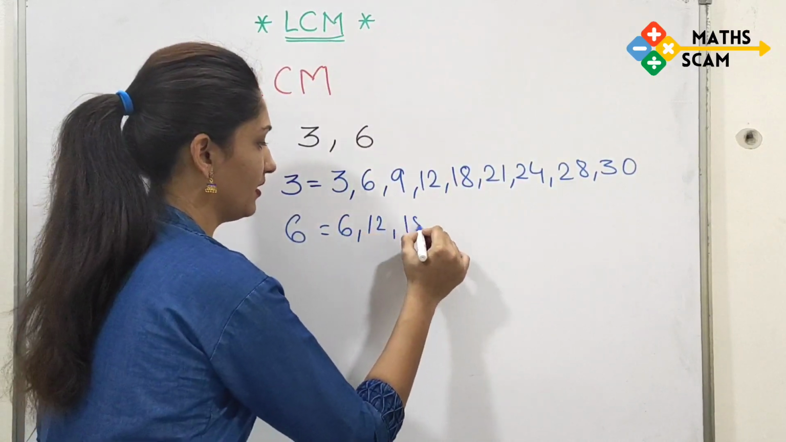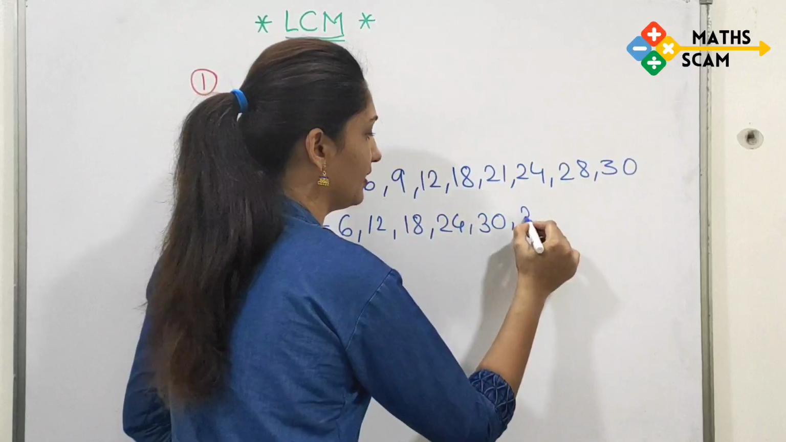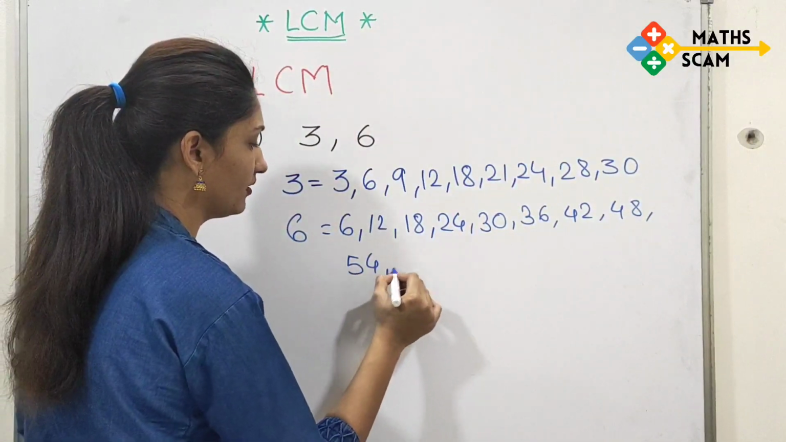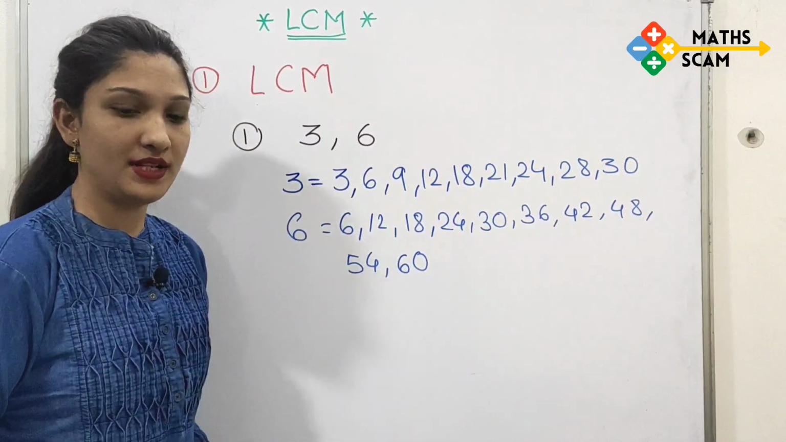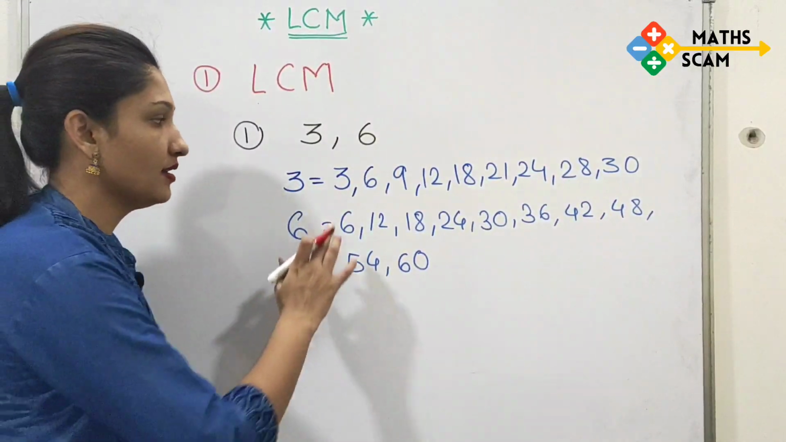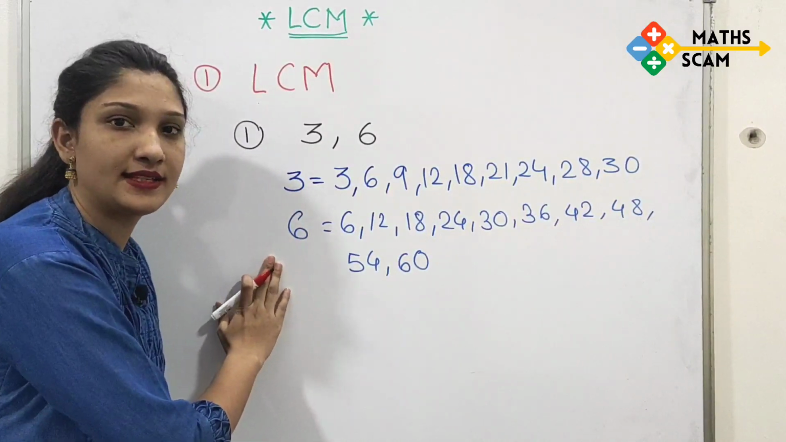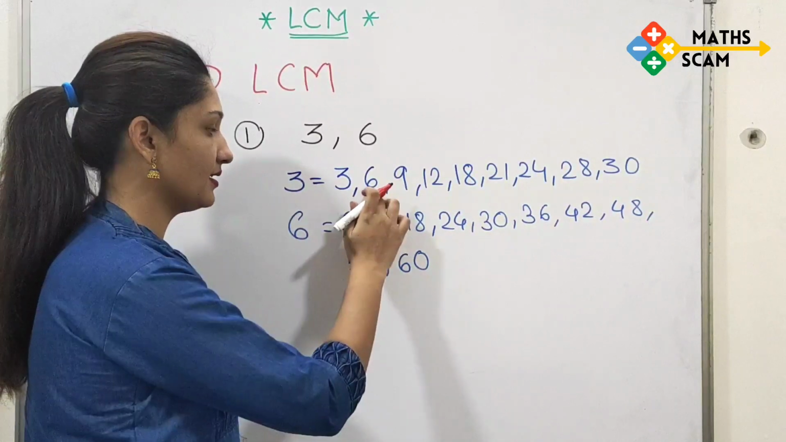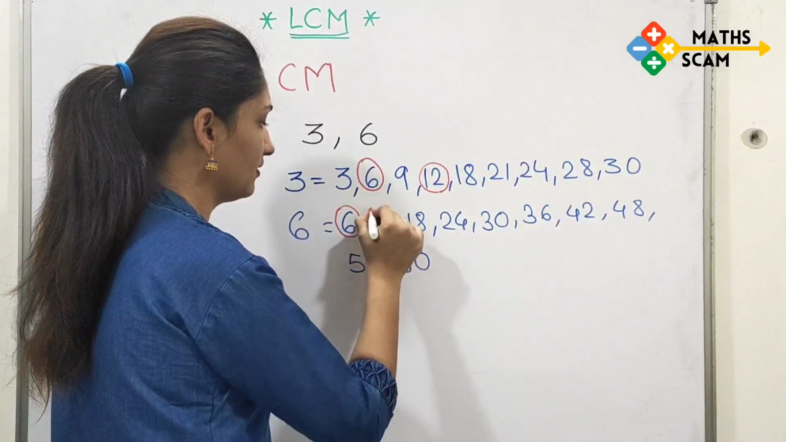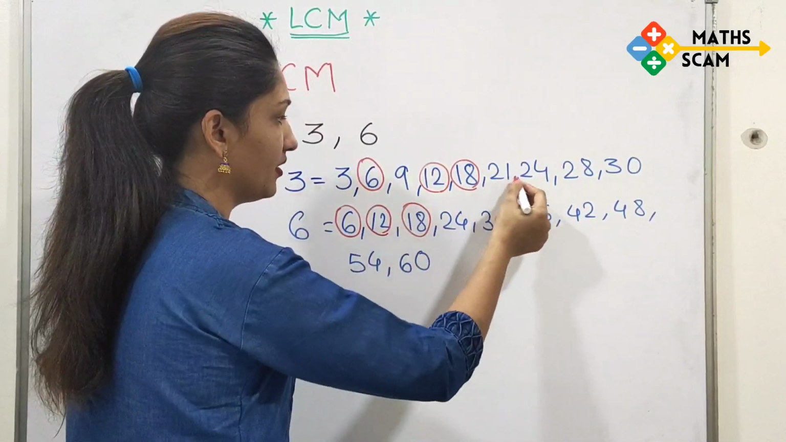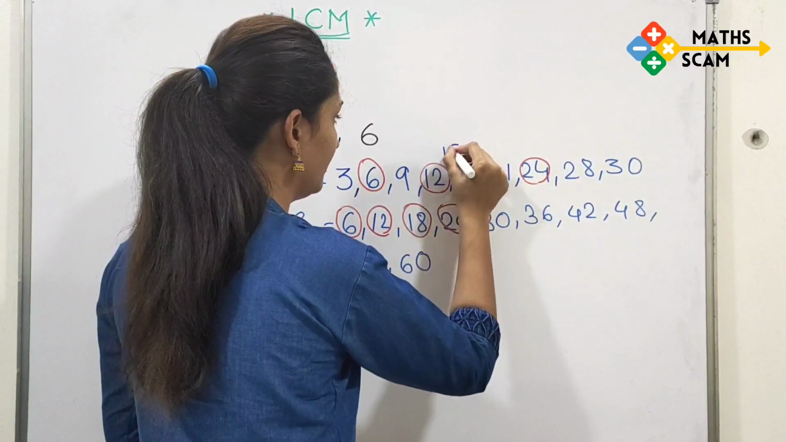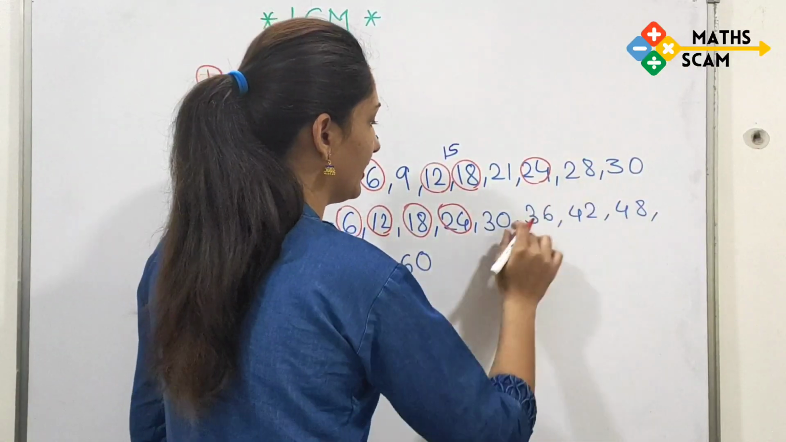6, 12, 18, 24, 30, 36, 42, 48, 54, 60. Okay, next we need to find common multiples. Common multiples means the numbers which are in 3's table and in 6's table both. So 3 is not there in 6's table, 6 is, then 9 is not there, 12 is, 18 is, 21 is not there, 24 is. I forgot 15 here, 15 is not there. Then 28, no, 30, yes.